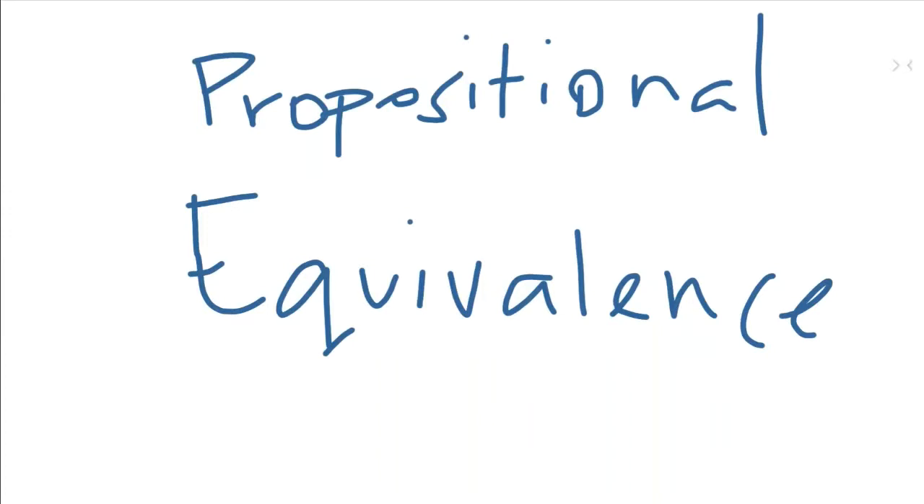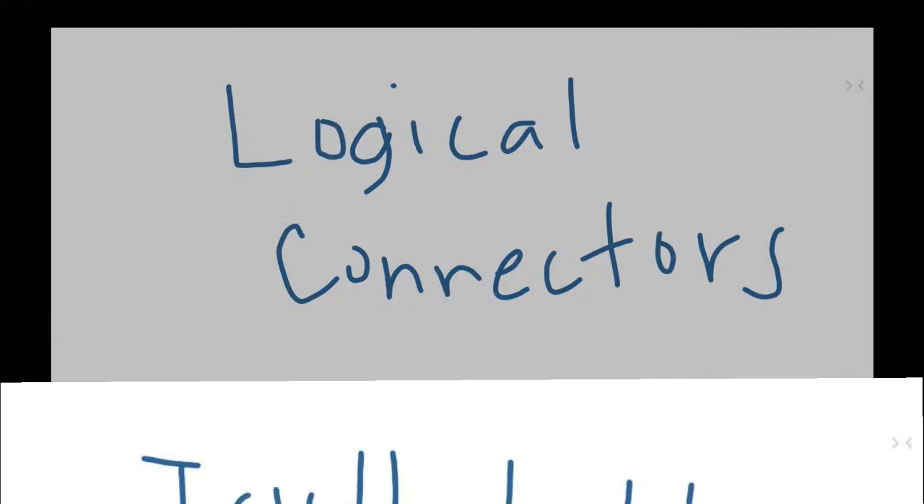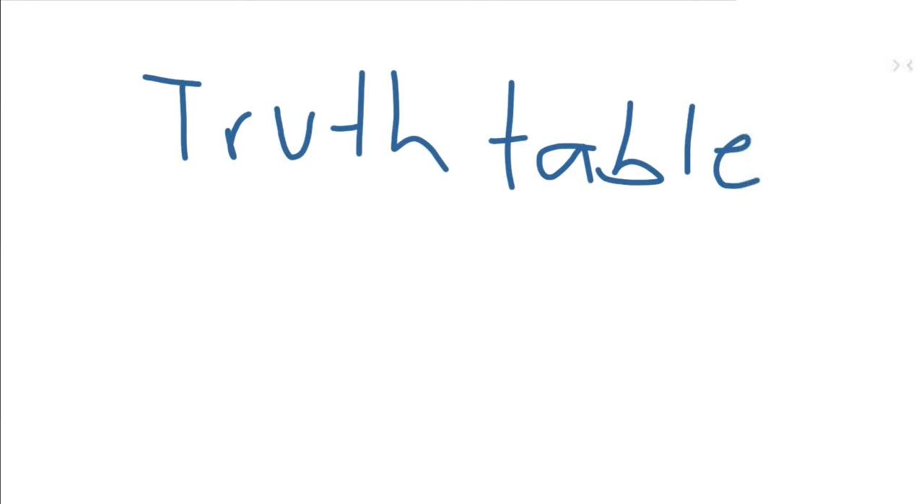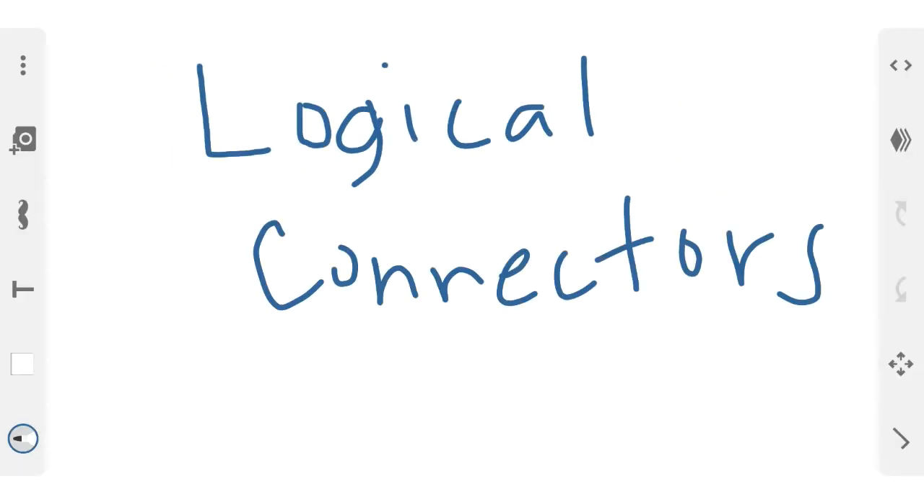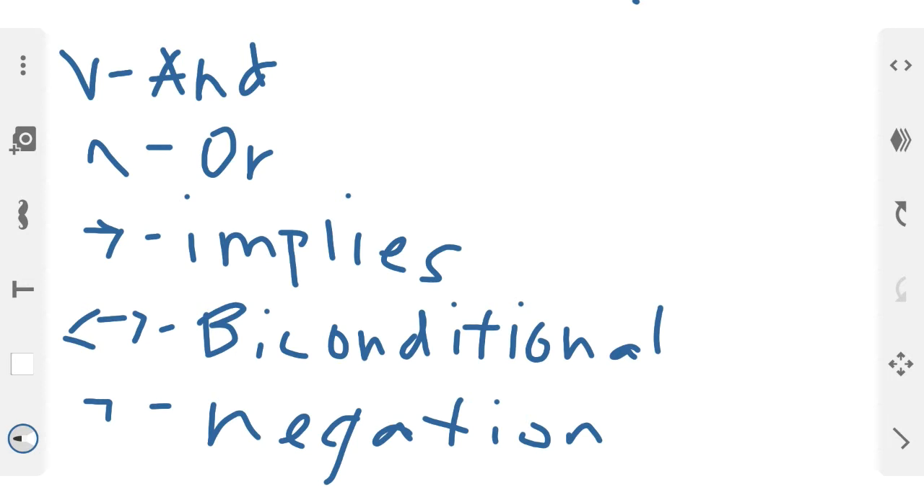In this tutorial, we will discuss propositional equivalences, particularly logical connectors, and the use of truth tables to prove logical equivalences. Logical connectors. There are at least 5 commonly used logical connectors: and, or, implies, biconditional, and negation. Now, I will explain the use and effect of each of the logical connectives.